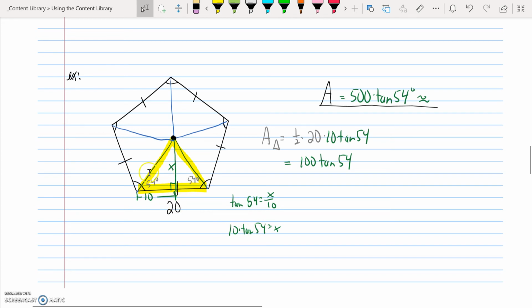So to find the area of this one yellow triangle, it would be 1/2 times 20 times 10 tangent of 54. But there are 5 of those, so then we'd have to multiply that by 5 to find the area of the entire shape. So here is one of the triangles exact, and that would be times 5 or 500 tangent of 54, and then you can go to your calculator and figure out that decimal.